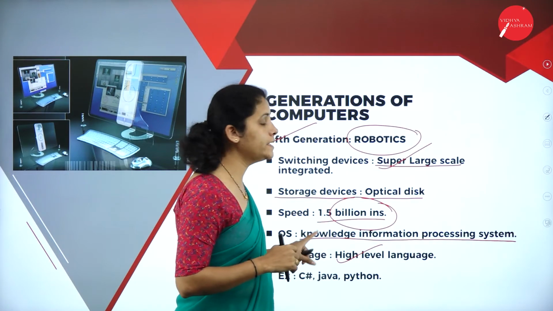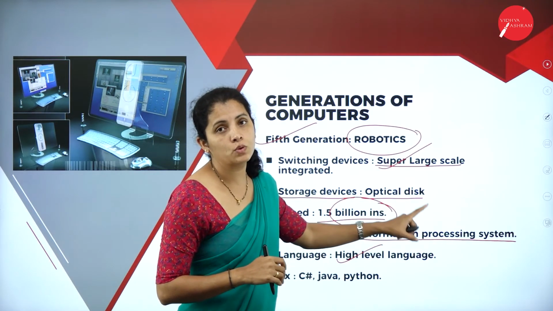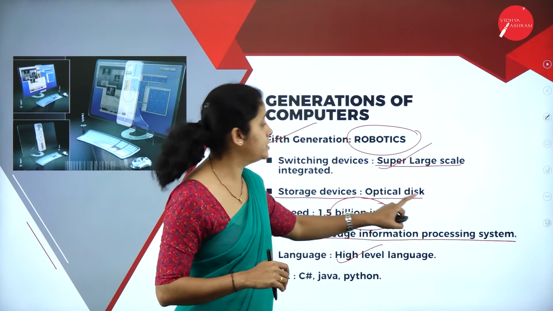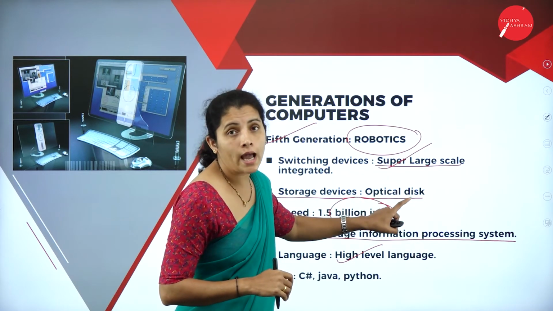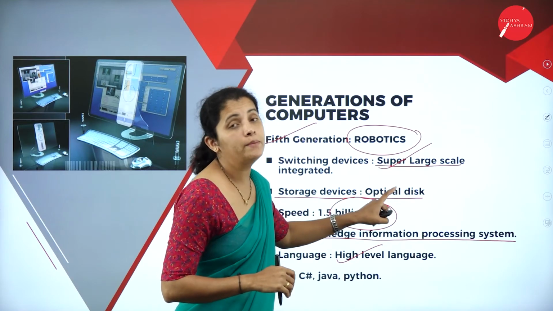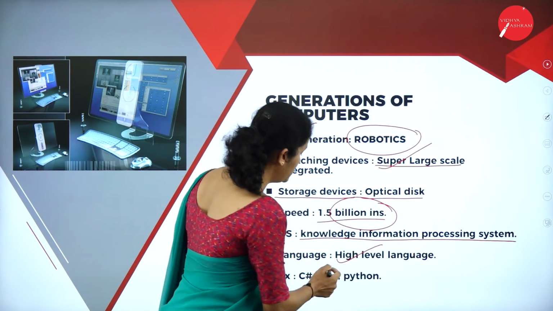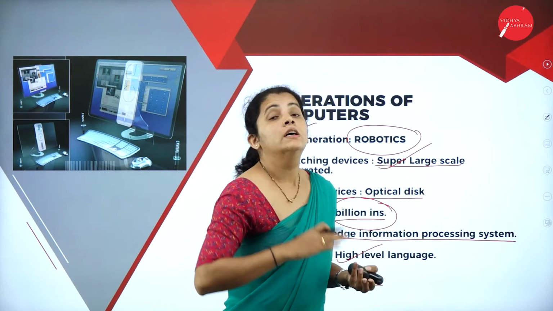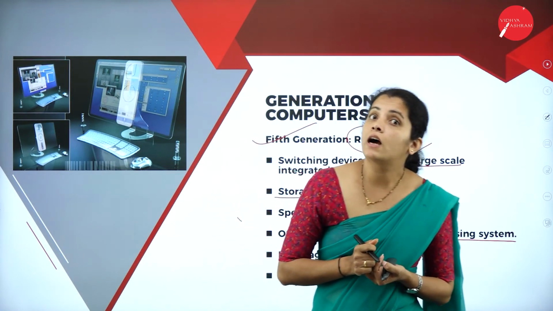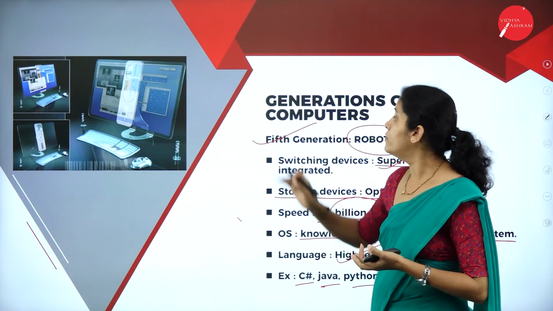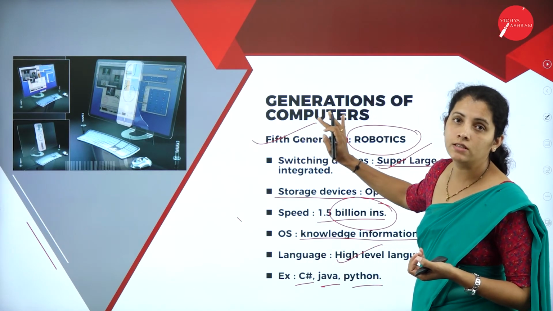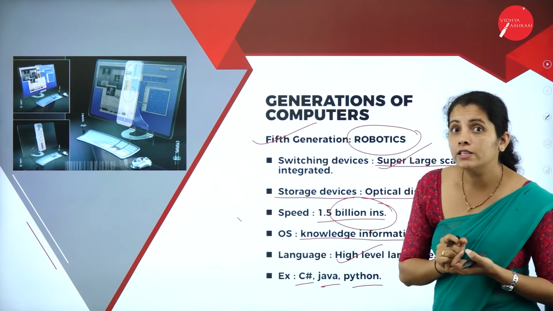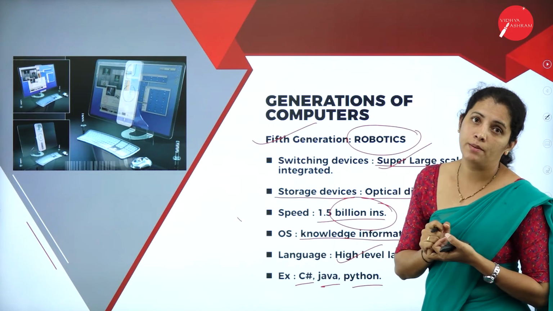Then what kind of operating system were we using here? That is nothing but the knowledge information processing system, and it is mainly based on artificial intelligence, and the programming languages supported by this generation of computers are C#, Java and Python. Now tell me the advantages and disadvantages of fifth generation computer system. So first I'm going to discuss the advantages of fifth generation computer system.